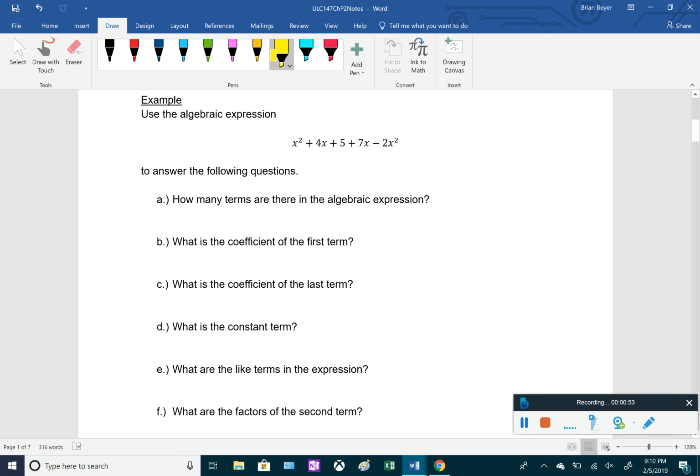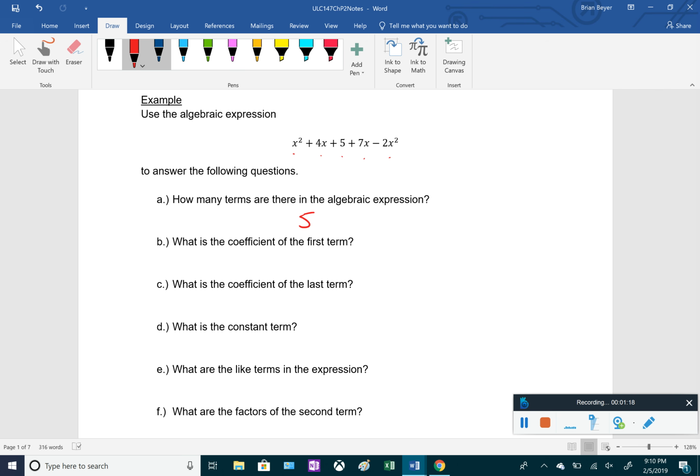So for example, let's say we have this algebraic expression x squared plus 4x plus 5 plus 7x minus 2x squared. And we're going to use that to answer these questions. So for this first one, how many terms are there in this expression? So the terms are separated by addition. So it's going to be 1, 2, 3, 4, and 5. So there are 5 terms in this expression.